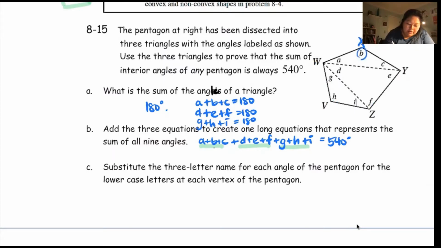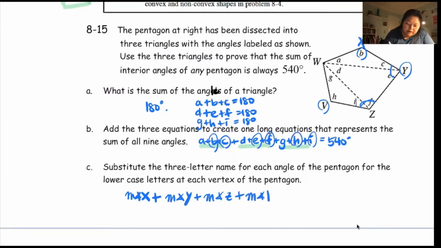So B got replaced by measure of angle X. Measure of angle Y is the sum of C and E, so C and E, that's measure of angle Y. Then Z is F and I, so measure of angle Z. And then B is just H, so H is here, measure of angle V. And then the last angle, measure of angle W. W is made up of A, D, and G, so A, D, and G, that's everybody, and that equals 540. So any pentagon, any 5-sided shape, will add up to a sum of 540.